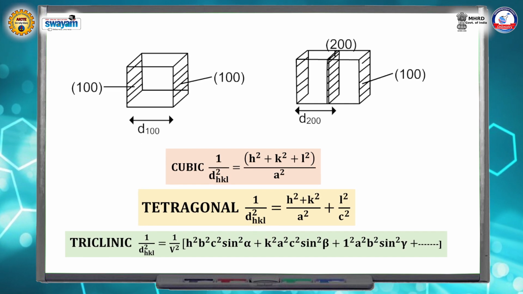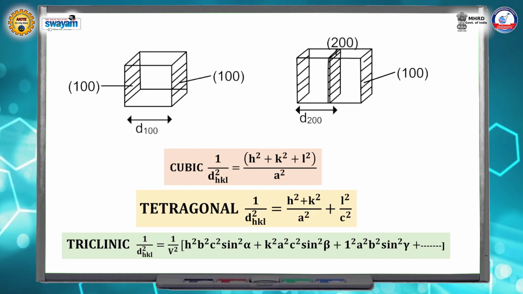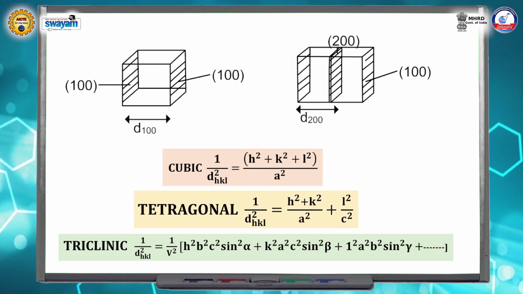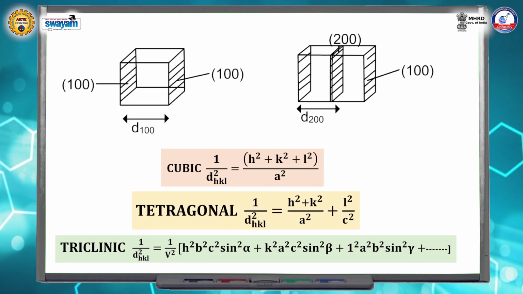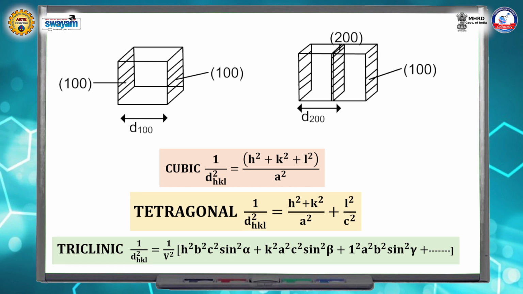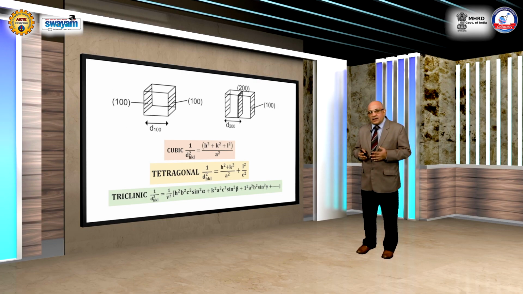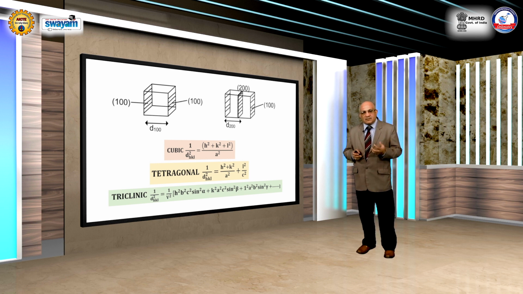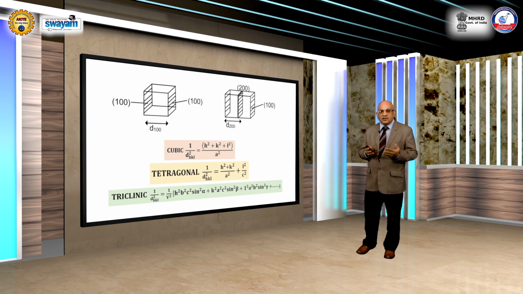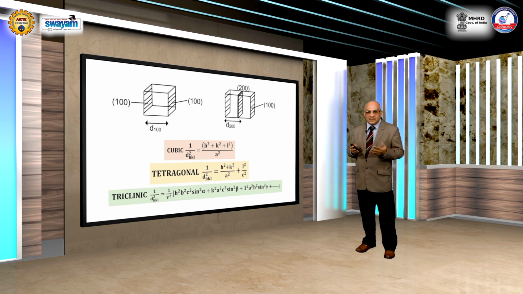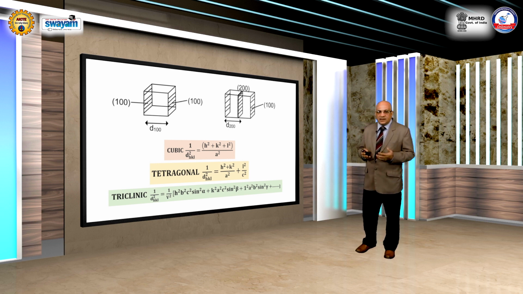Similarly, for tetragonal it is easy, not too difficult. You need two lattice parameters for tetragonal, a and c, and then it is related to the HKL parameters, right. The equation is shown to you here. But for a difficult crystal system like triclinic, you have all the lattice parameters you need, a, b, c, alpha, beta, gamma, and so the equation becomes a little complicated.